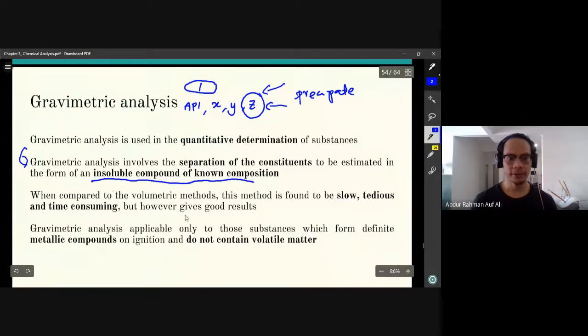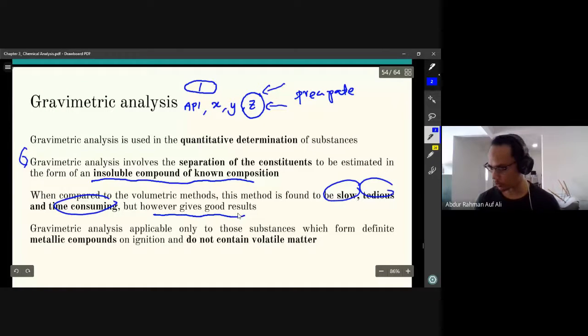So gravimetric analysis, kalau kita bandingkan dengan titration, it is slow, tedious and time consuming. Leceh lah, okay, to be blunt. But sometimes titration does not work, kita guna gravimetric analysis. Okay, and this is only applicable to those substances which form a definite metallic compound, macam dalam precipitation titration tadi tu.